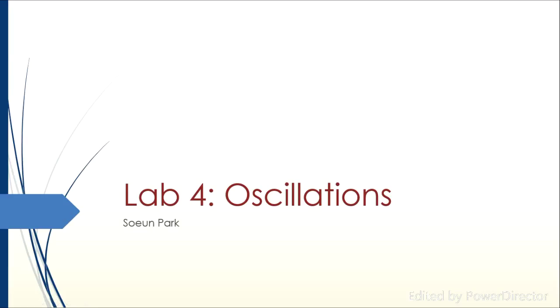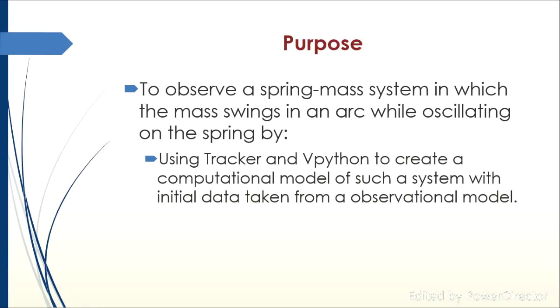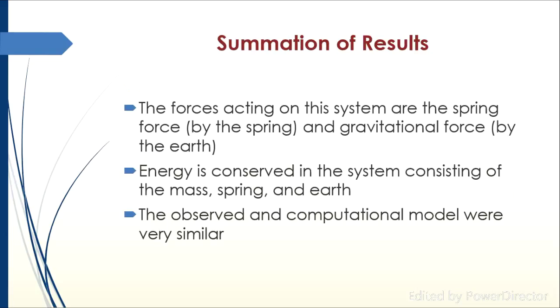This was Lab 4, Oscillations. The purpose of this lab was to observe a spring mass system in which the mass swings in an arc while oscillating on the spring, by using Tracker and VPython to create a computational model of such a system with initial data taken from an observational model.